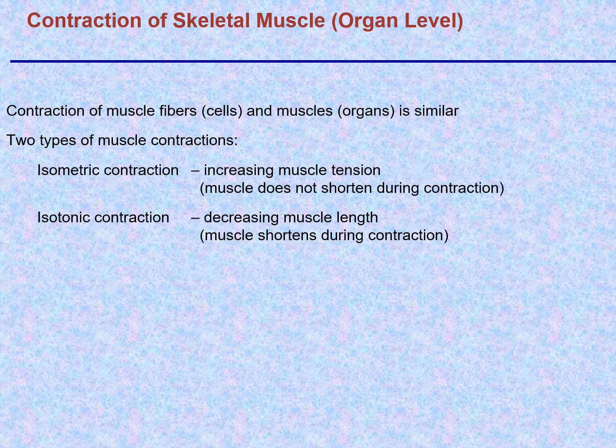So an isometric contraction involves an increase in muscle tension, but the muscle length does not shorten at all. It does not change at all. There's no shortening during that contraction. And that's what you do when you tense your muscles but don't move any parts of your skeleton. For example, you tense your arms and your muscles will increase in their tension, but there's no shortening of the muscle. There's therefore no movement of any part of your body.